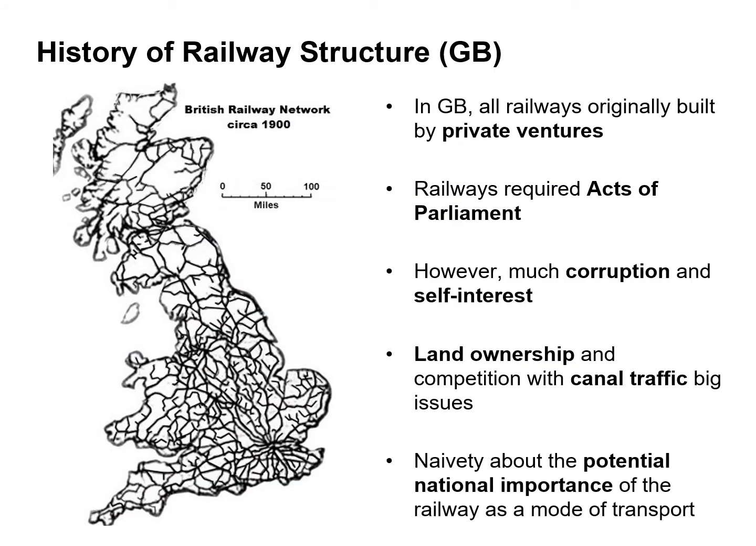In Great Britain, railways were originally built by private ventures. Railways required Acts of Parliament. However, there was an awful lot of corruption and self-interest. Land ownership and competition with canal traffic presented big issues for the railways. There was also a level of naivety about the potential national importance of railway as a mode of transport.